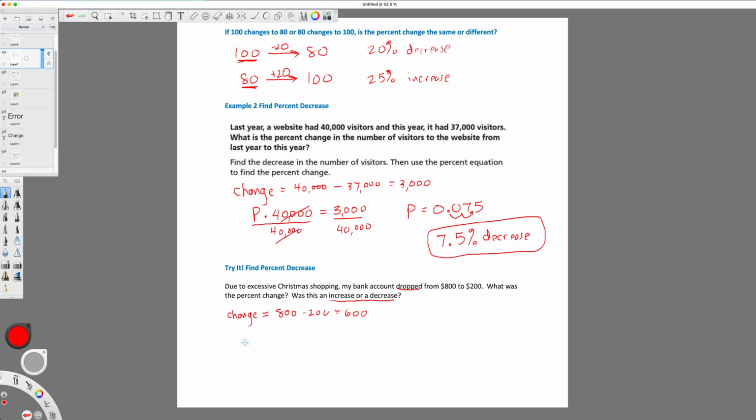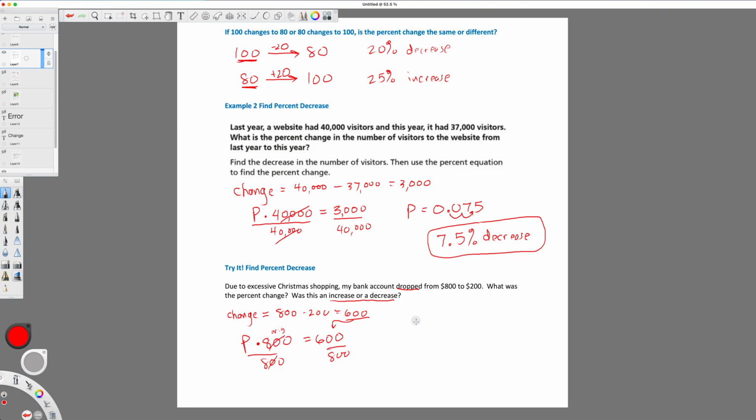And then I compare that 600 to what it was before it dropped. So I have to say the percent times what was it before the drop? Well, it was 800. And how much did it change? 600. So I take this change that I calculated and I put it right here, and this is always what it was originally. And then I'm just going to divide by 800.